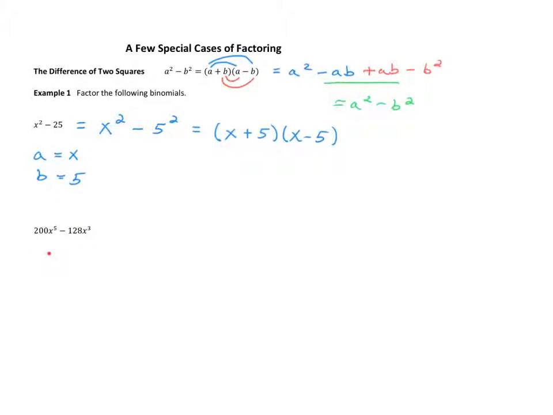Here, let's try this in the next piece, which is 200x to the fifth minus 128x to the power of 3. So this does not look like a difference of two squares. In fact, you have a fifth power and you have this third power. So it doesn't look like this is going to work. But I think by looking at both terms, there's a greatest common factor that I can remove first. So let's start there. What is the greatest common factor between 200x to the fifth and 128x cubed?